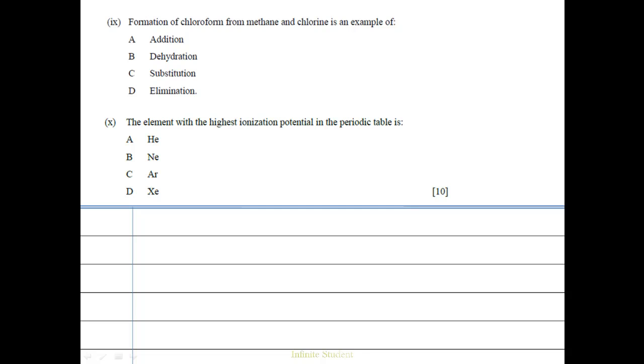The ninth one, formation of chlorine from methane and chlorine is an example of A. Addition, B. Dehydration, C. Substitution, D. Elimination. The reaction between substitution of hydrogen atom of a methane molecule by a chlorine atom, the correct answer here would be C, that is substitution.